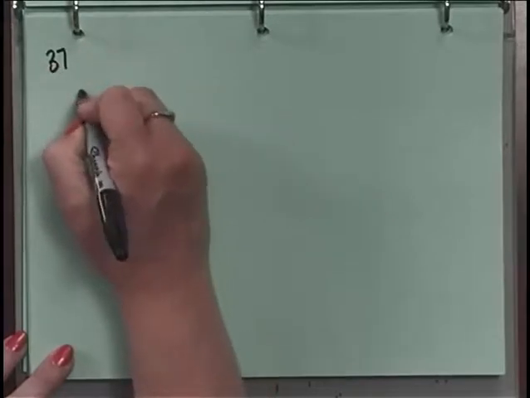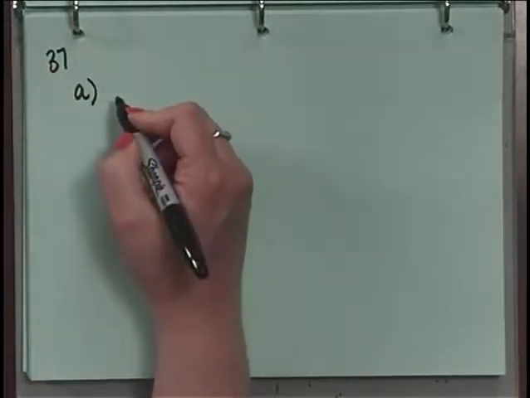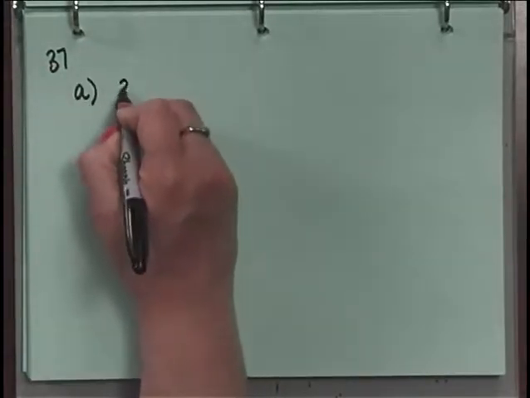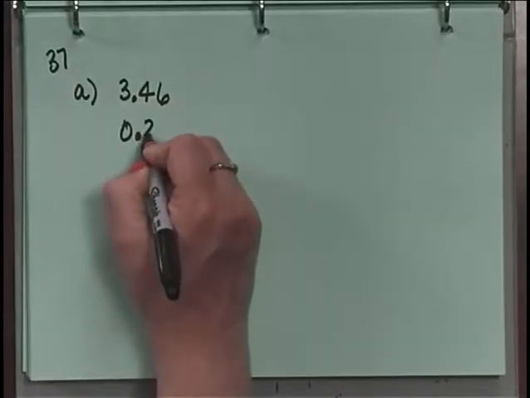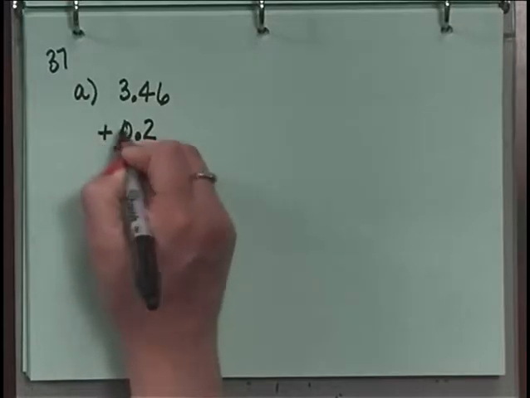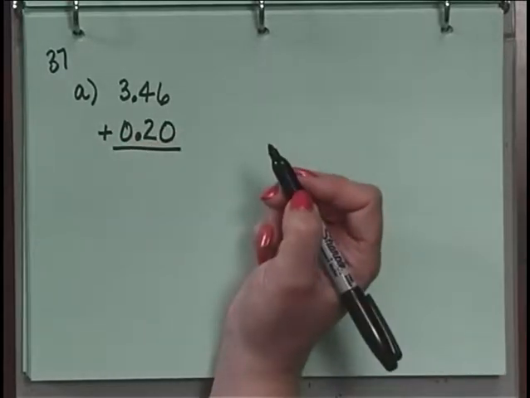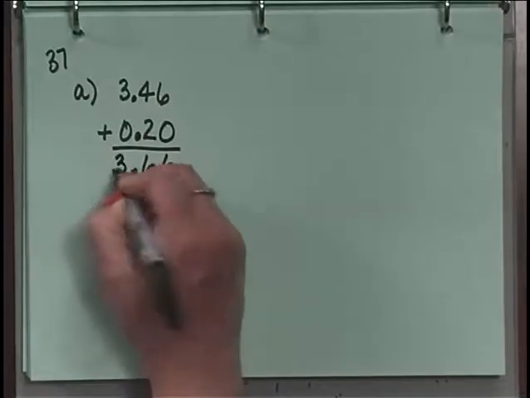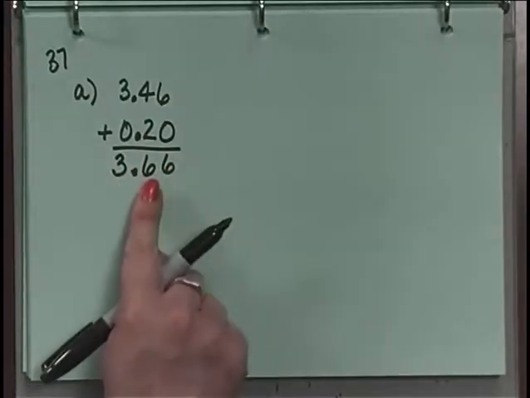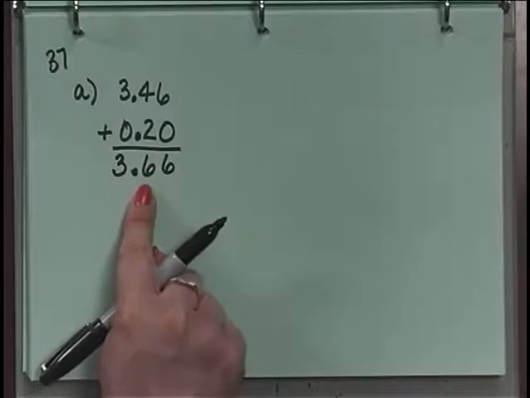Okay, practice problem A. We are asked to add 3 and 46 hundredths to 2/10. So again, I'm going to line up the decimal points, and I like to fill in missing spaces with zeros. So this would be 6, 6, and 3. Our sum is 3 and 66 hundredths.